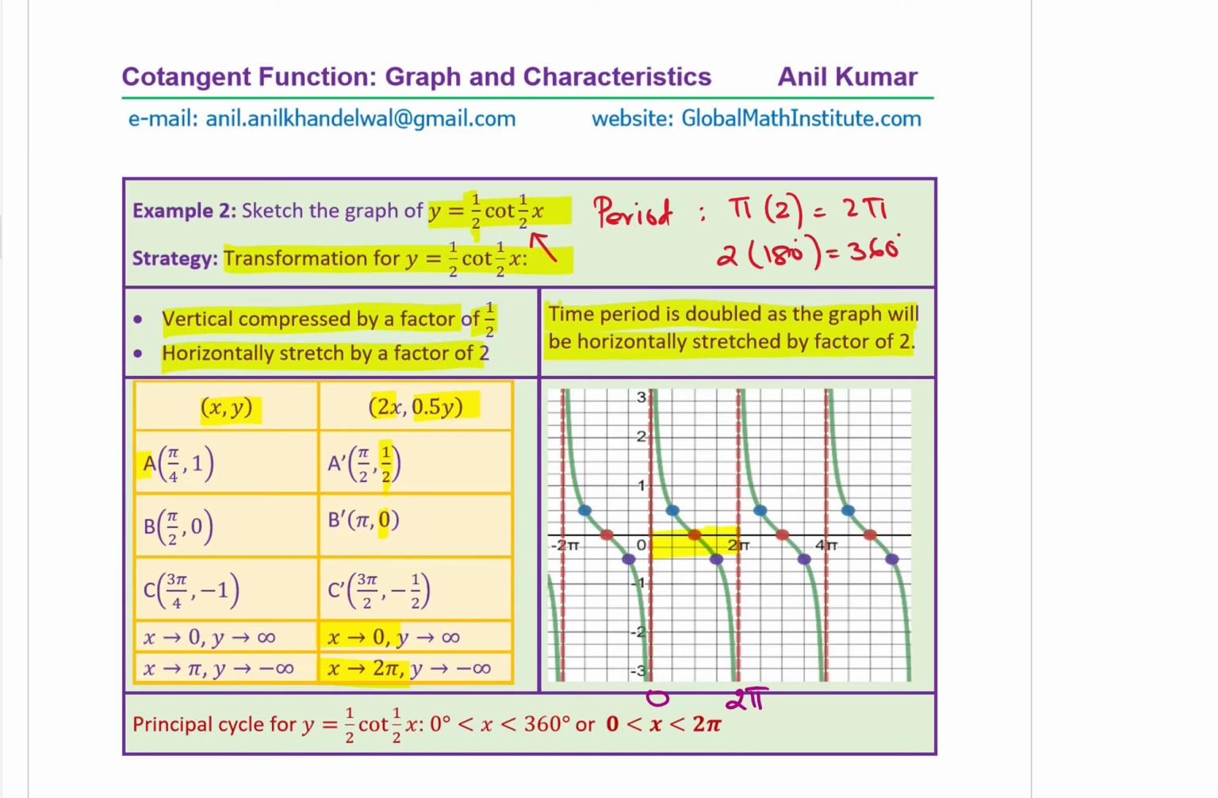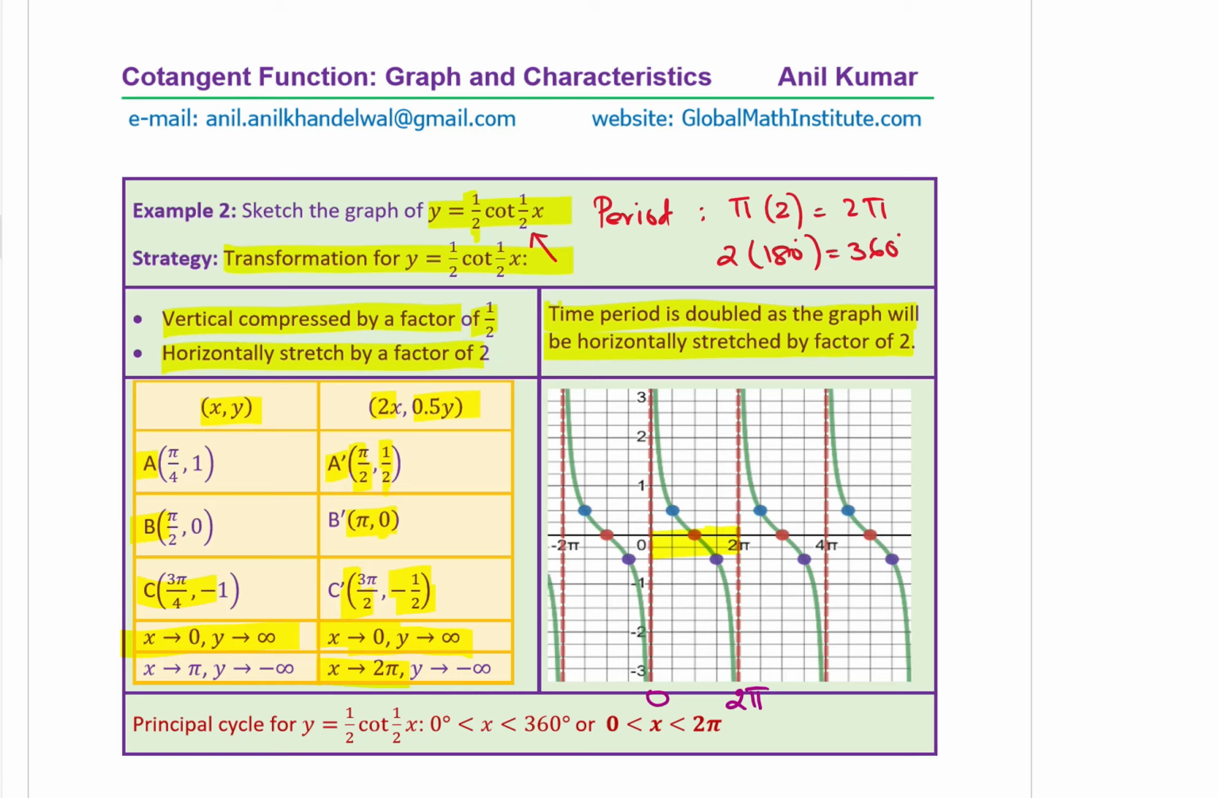So the point A, which is pi by 4, 1, will now be pi by 2, half, because the x values get multiplied by 2 and the y values get multiplied by half. So it becomes pi by 2, half. Point B will now be at pi and 0, and point C will be at 3 pi by 2 and minus half. As x approaches 0, y approaches an infinitely large value.